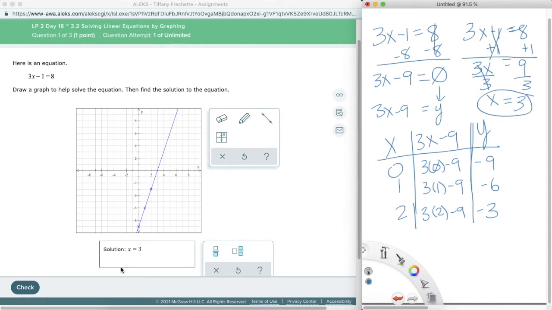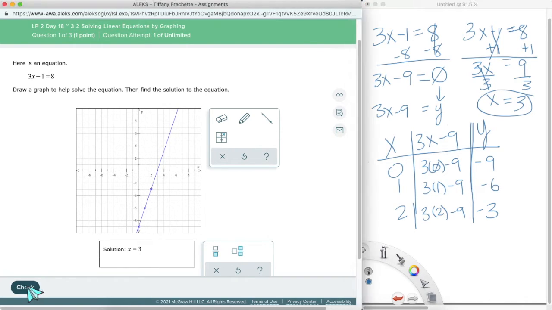So I can check that really quick, make sure that I did the graphing correctly. But we want to make sure we move this around so that it equals 0, and then set up our xy table so that we can actually graph the equation. All right, let's go ahead and click check and move to the next piece.